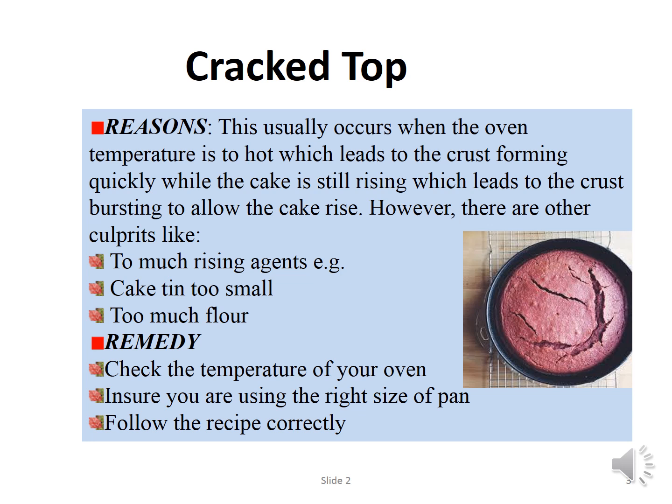However, there are many other factors also which are responsible for the cracked top, like if we use so many leavening agents, the amount of baking powder or baking soda is more, or the cake tin is small, or we have added too much of the flour in the batter. The remedy for this is that we should maintain the proper temperature of the oven and the right size of the pan should be used. The recipe should be followed religiously and correctly.